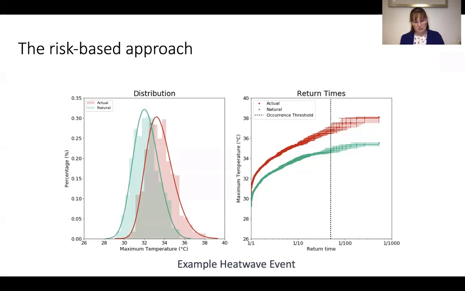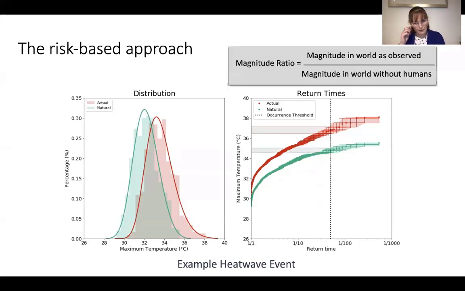So we can form another black dotted line on these return times curves and then look to see how the magnitude changes of these particular extreme events. And this isn't a formal term. I just wasn't quite sure what else to call it. So I've called it the magnitude ratio here. And you might look to see how the magnitude of the event has changed due to the human influences.